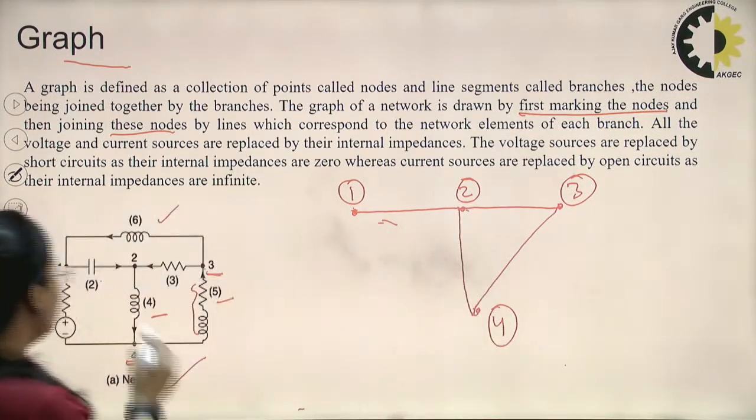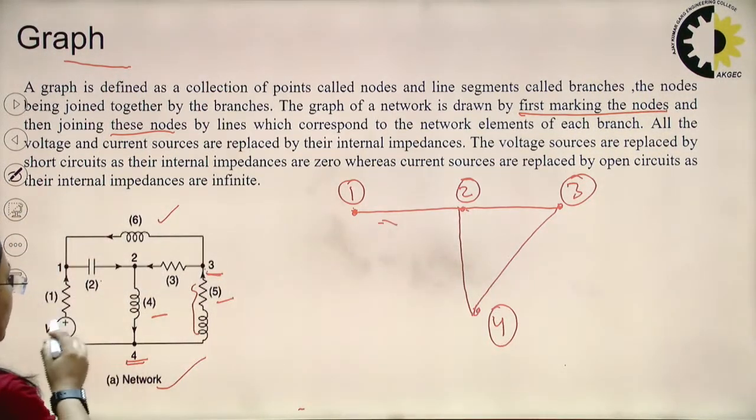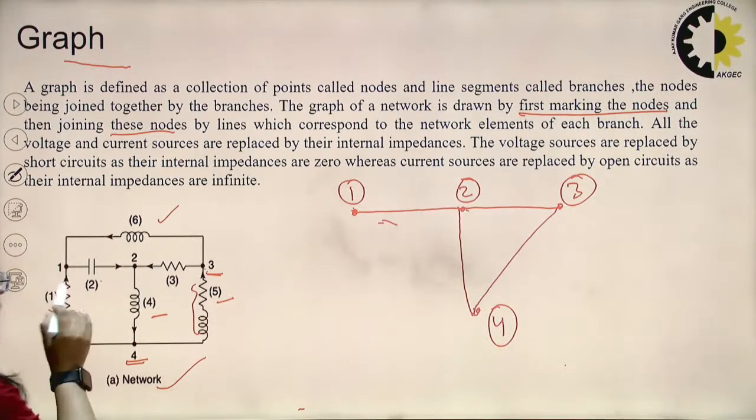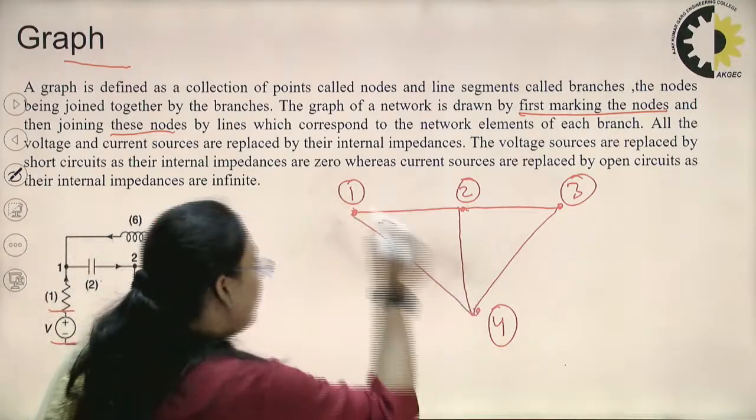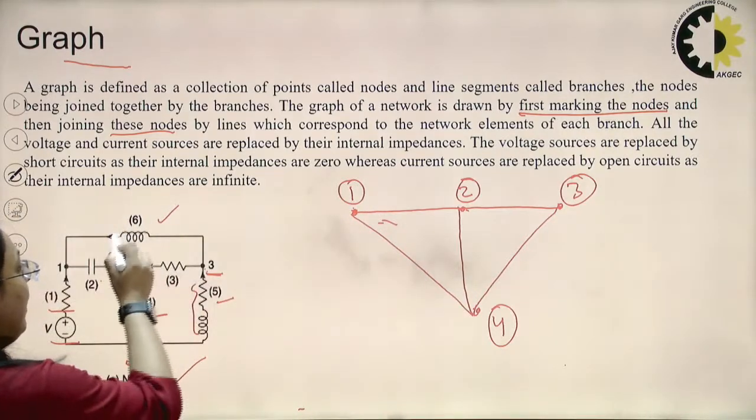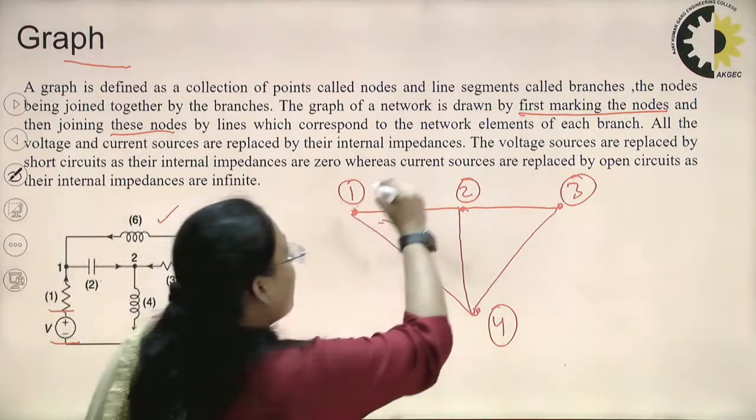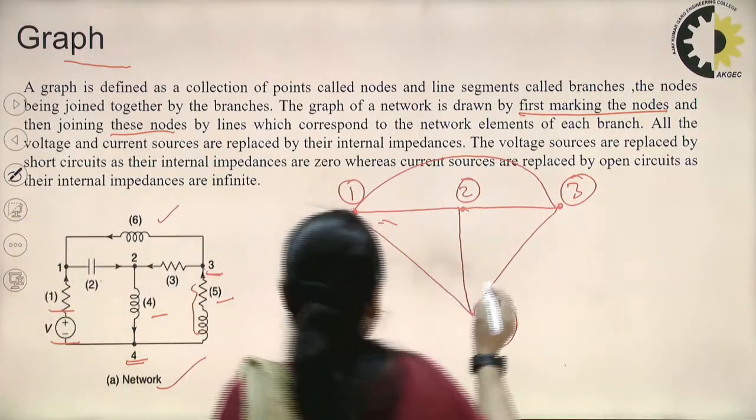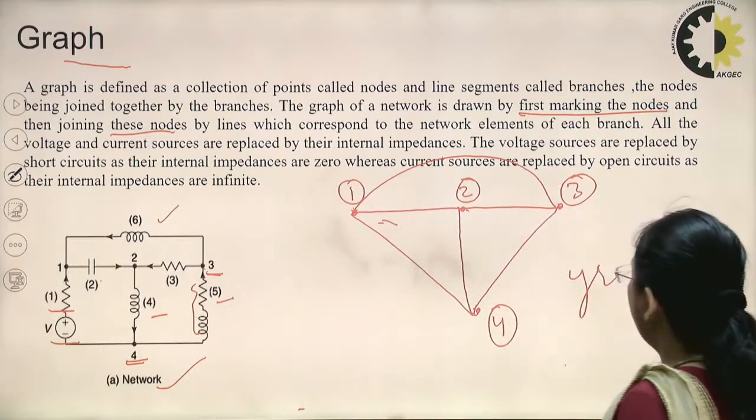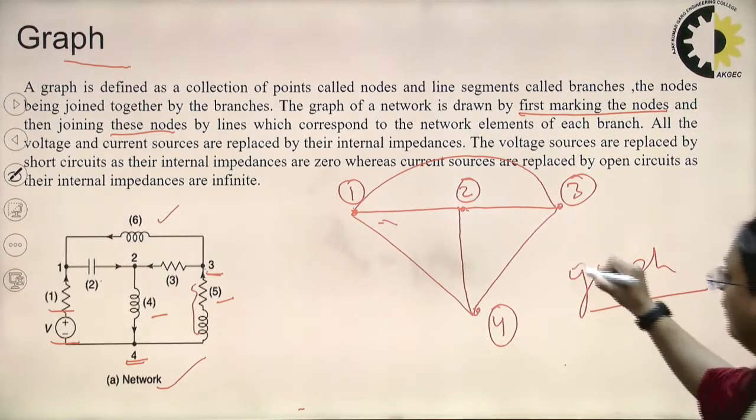And between 1 and 4 you can see there is a voltage source in series with a resistor, so I will represent this again with a single branch. And between 1 and 3 I have this inductor, so it is also represented by a single branch. Now you can see I have drawn the graph for a particular network.